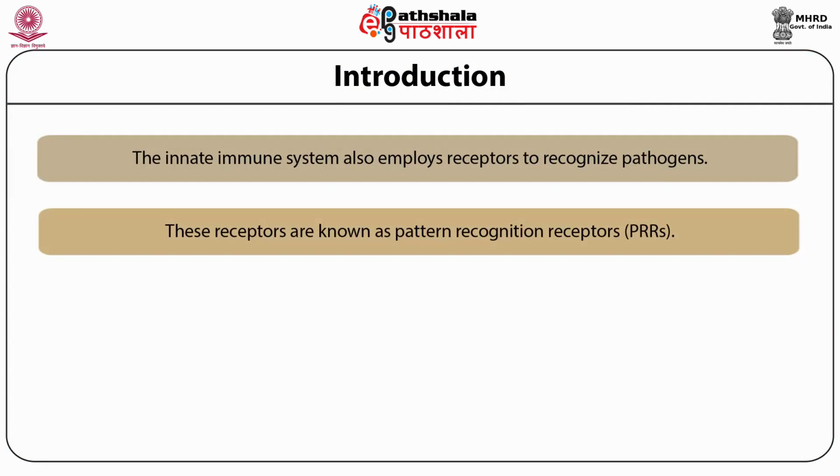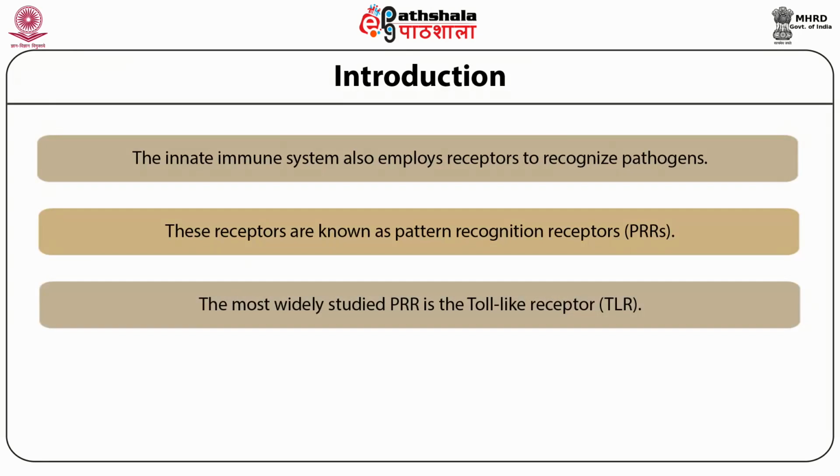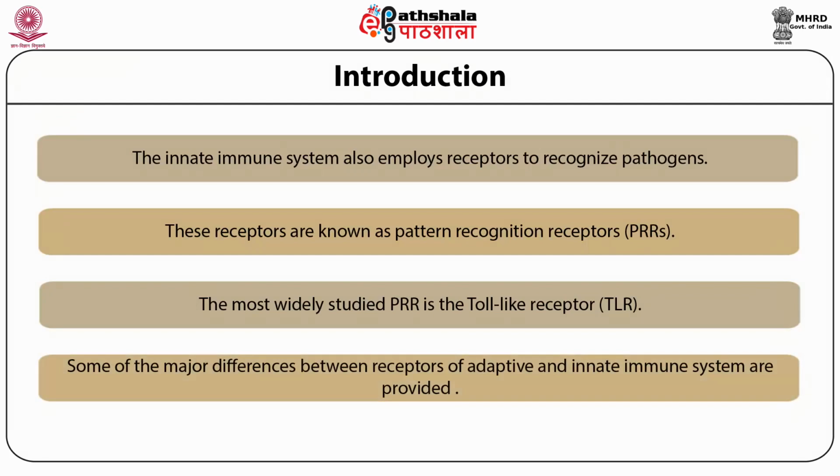Like the adaptive immune system, the innate immune system also employs receptors to recognize pathogens. These receptors are known as pattern recognition receptors or PRRs. The most widely studied PRR is the toll-like receptor or TLR. Some of the major differences between receptors of adaptive and innate immune system are provided in this table.